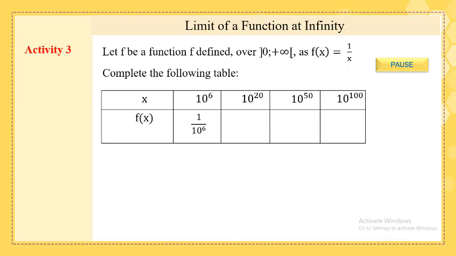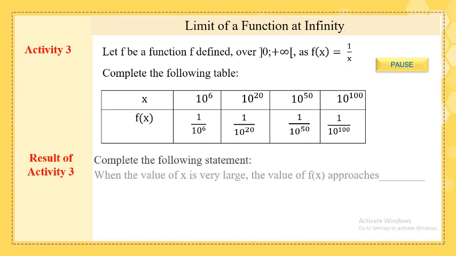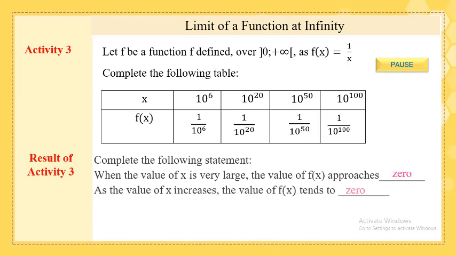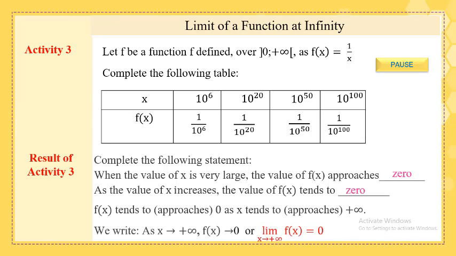For x equal to 10 exponent 20, f of x is 1 over 10 to the 20. For x equal to 10 exponent 50, f of x will be 1 over 10 to the 50, and similarly for 10 exponent 100. As a result of activity 3, when the value of x is very large, f of x approaches 0. As the value of x increases, f of x tends to 0, and we say the limit of f of x as x tends to plus infinity is 0.